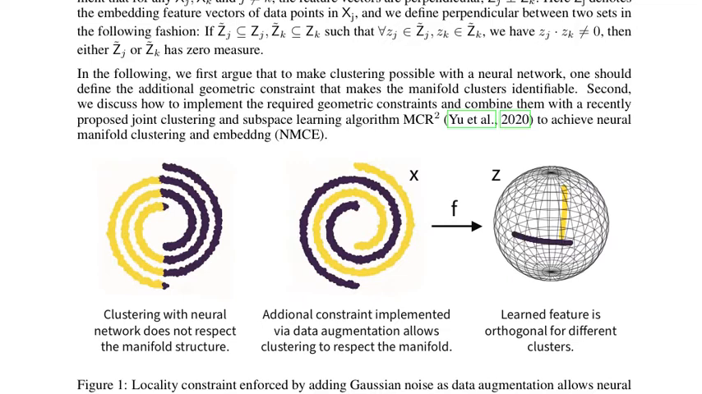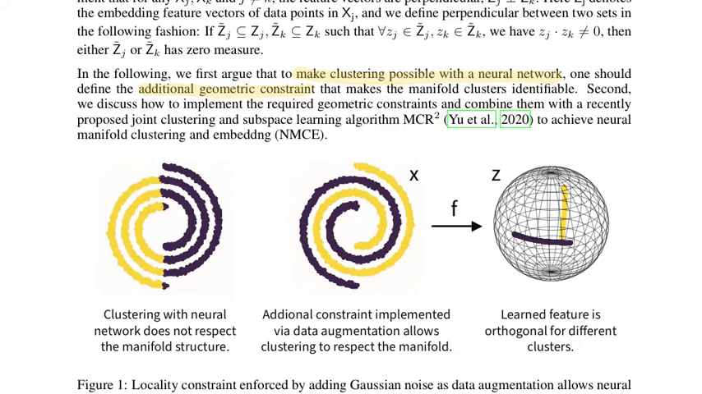Here is a critical component of this article that motivates the use of data augmentation as a central part and as a major enforcer of geometric constraints. The argument is that to make clustering possible with a neural network, additional geometric constraints are required. An example of this is figure 1.